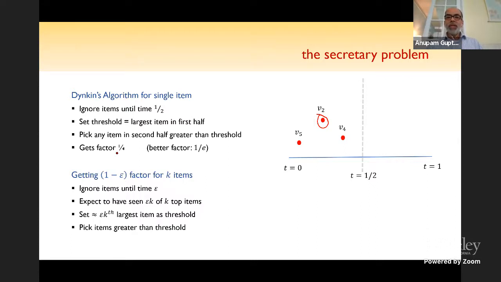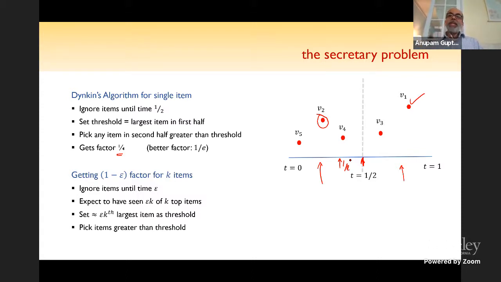This has a quarter chance of picking the max item, because if the maximum, the highest item, indeed comes in the second half, which has a probability of a half, and the second highest comes in the first half, which has a probability of another half, then you'll definitely pick V1. So that's a quarter probability of success. And by optimizing this threshold to not be at 1/2, but at 1 over E, you can show that you have a 1 over E probability of picking the highest, and this is the best possible, etc. This problem we understand completely in some sense.